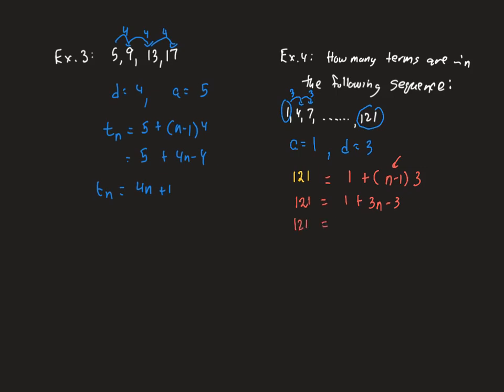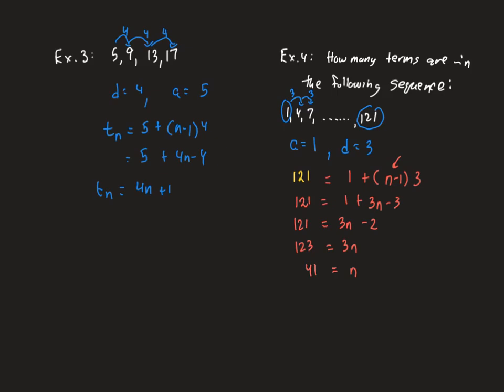Collect your like terms. Bring the 2 to the other side. You'll get 123, and then if you divide both sides by 3, you should get 41. So that means there are 41 terms here.